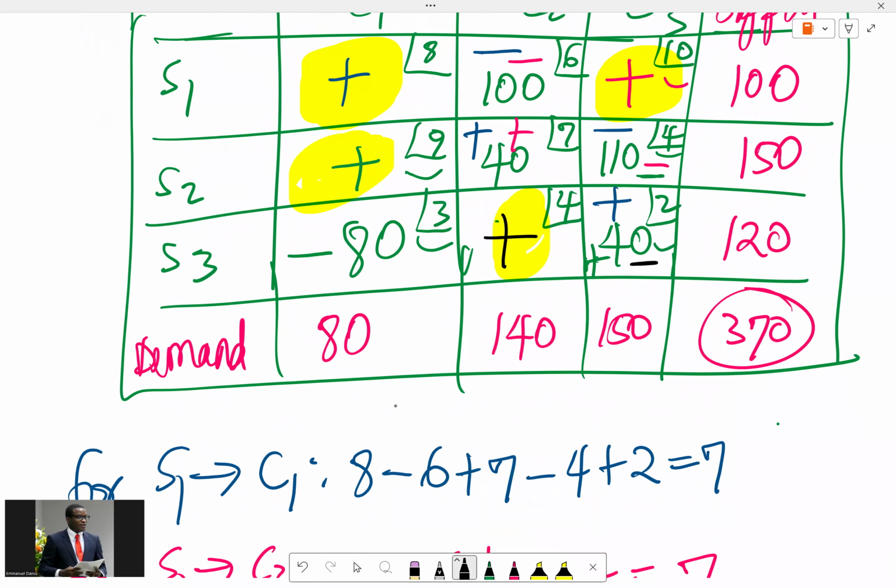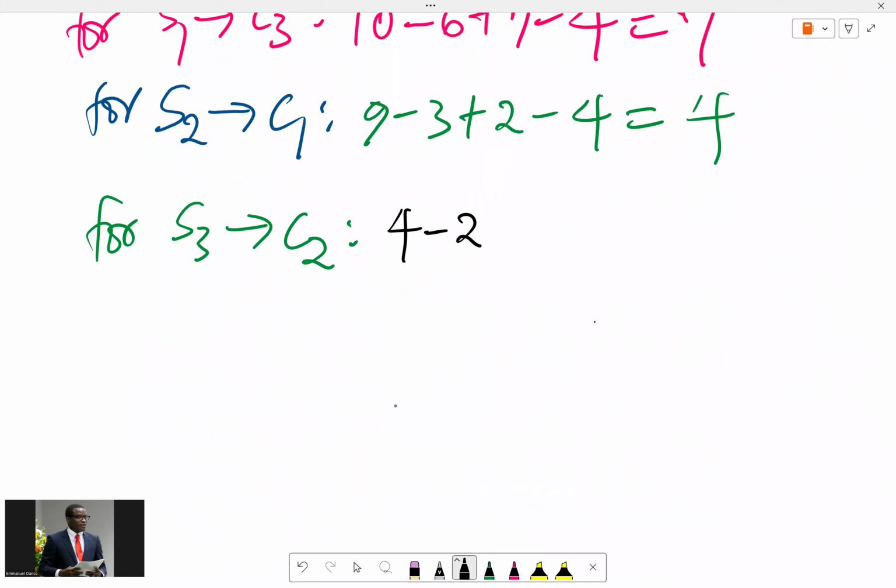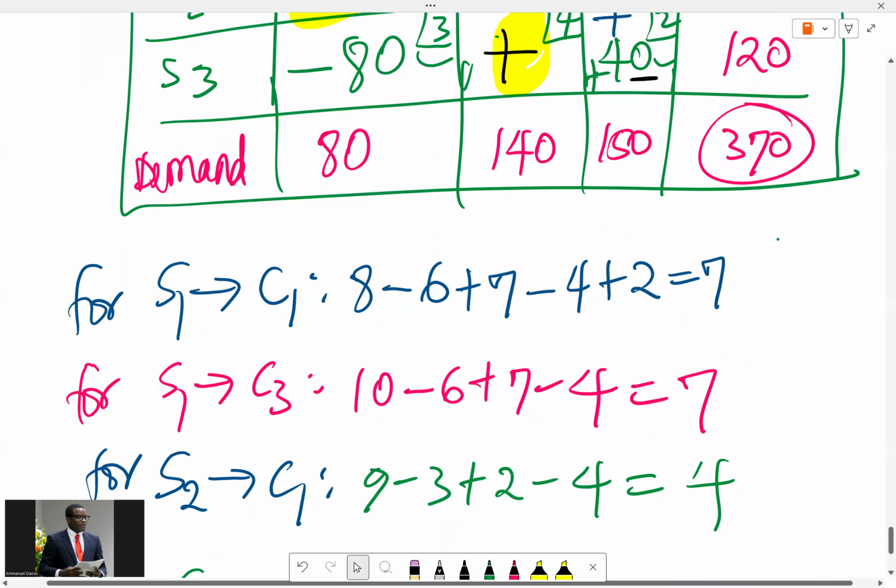And then we add here, and then we subtract here. So we have the closed loop for that. So that'll be 4 minus 2 plus 4 minus 7, right? Let's check that to be sure.